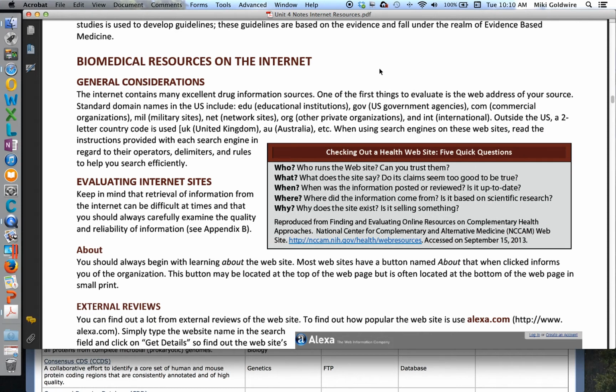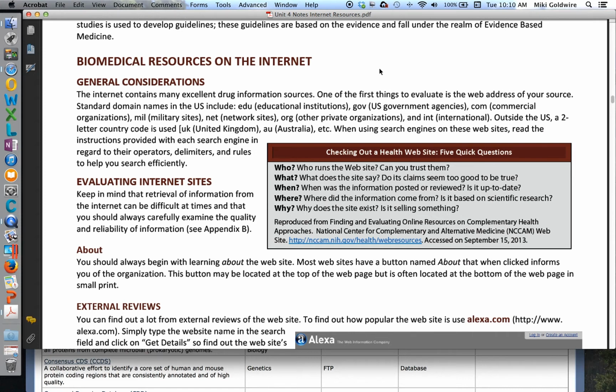Who runs the website? Can you trust them? What does the site say? Do its claims seem too good to be true? When was the information posted or reviewed? Is it up to date? Where did the information come from? Is it based on scientific research? Why does this site exist? Is it selling something?